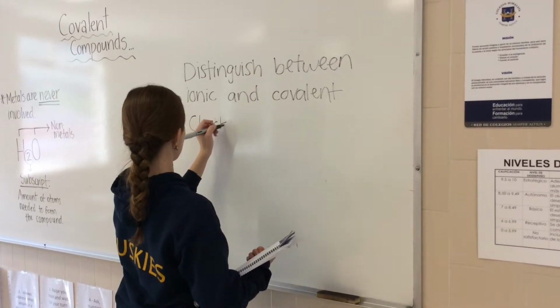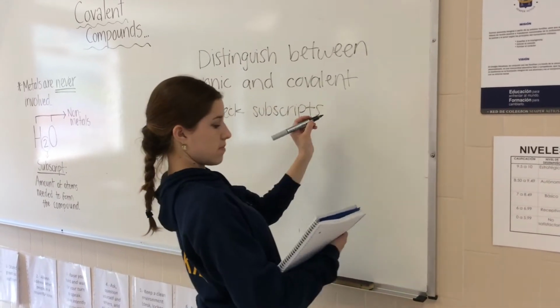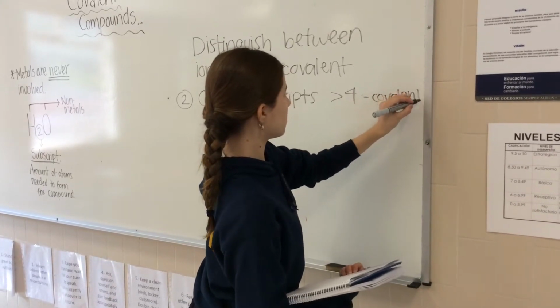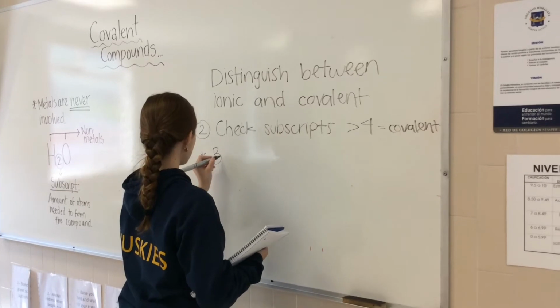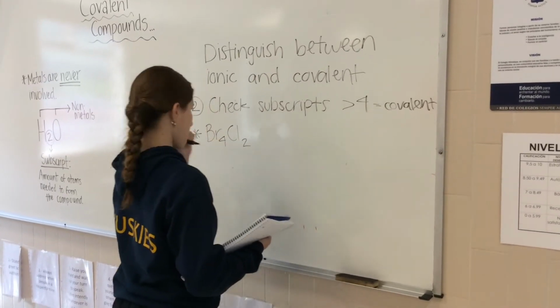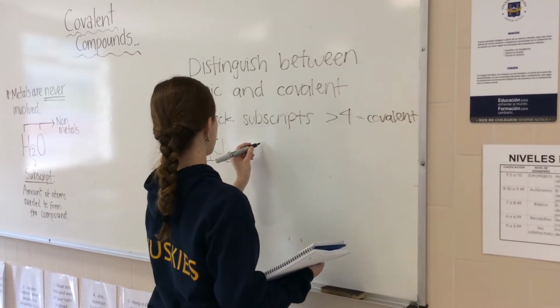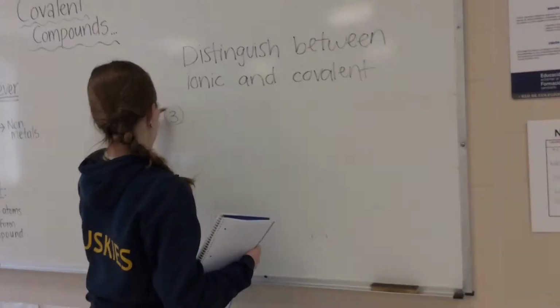Next, you need to check for subscripts. It needs to have more than 4 to be a covalent compound. So here's an example. Br4Cl2. So as you can see, bromine has 4, so it is a covalent compound.